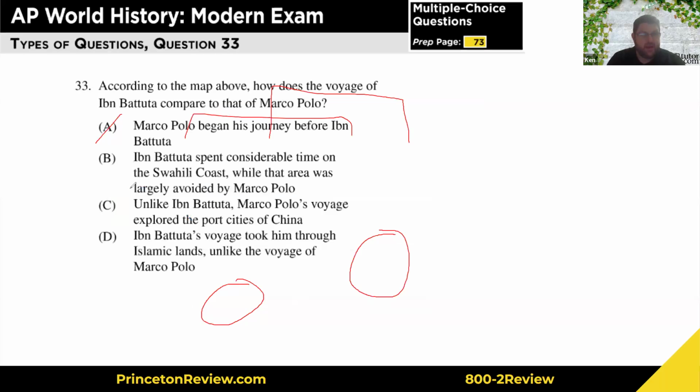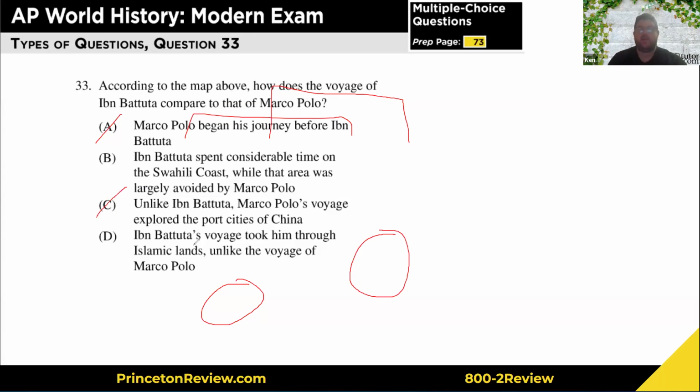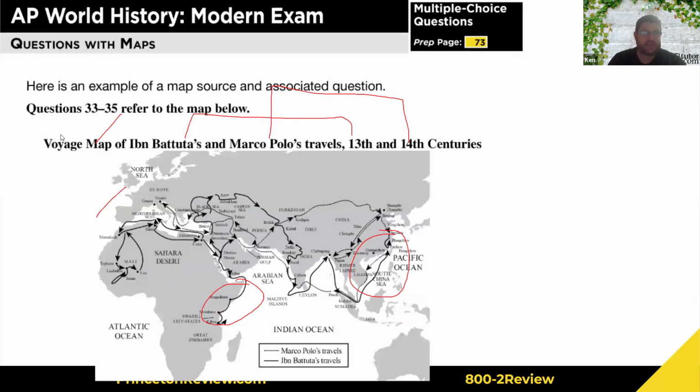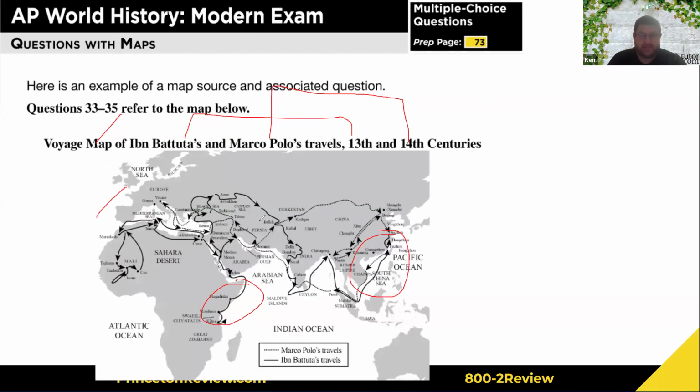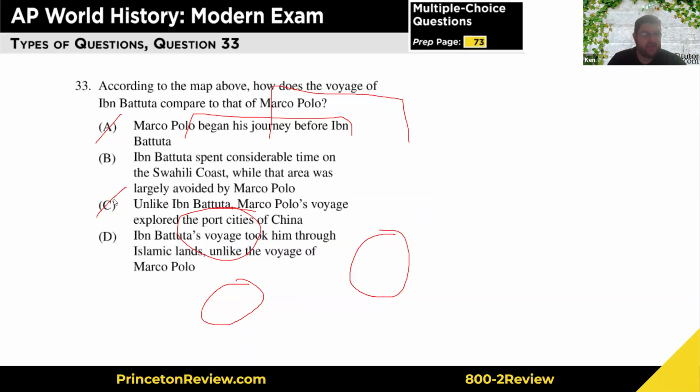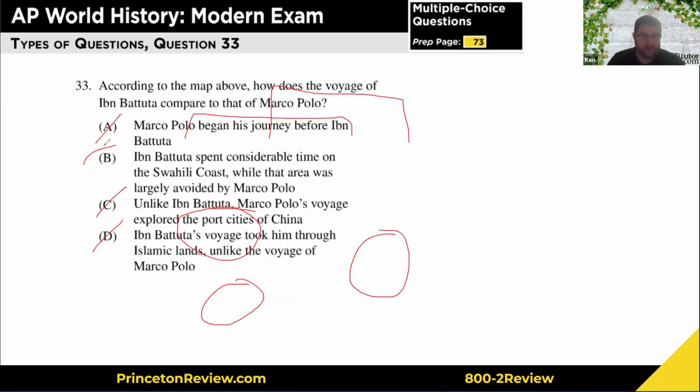And then the last one is also wrong. Ibn Battuta's voyage took him through Islamic lands, unlike the voyage of Marco Polo. You don't need to be a geography expert. You need to know that Islamic lands are in here somewhere, and both lines go through that area. So, with that being said, the answer that we definitely like here is B. You did not need to know one thing about either of these gentlemen to answer that question. That's the important takeaway I want you to have.